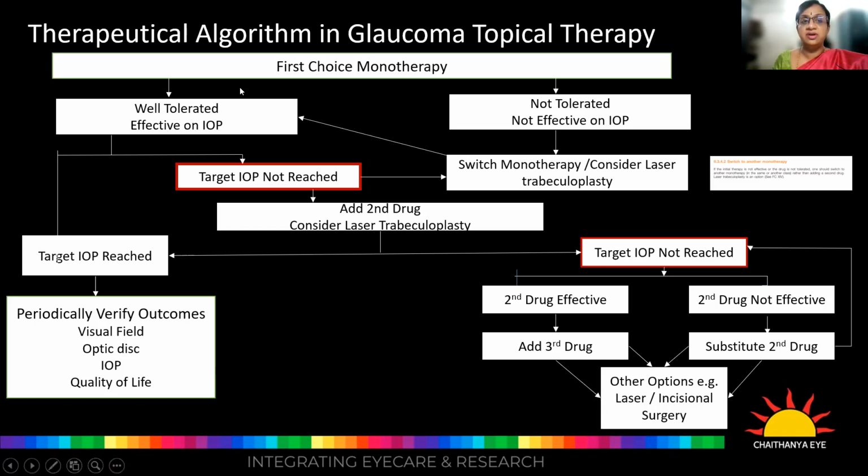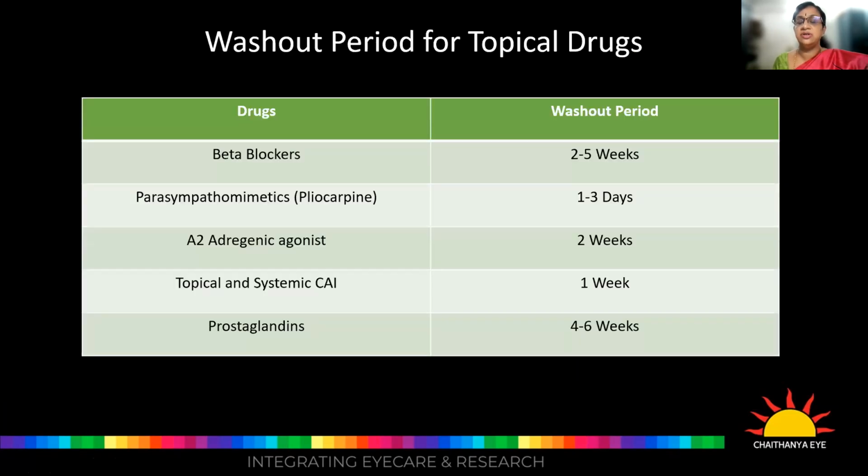If it is tolerated and effective on IOP, and the target IOP is reached, then you just have to keep following up. But if the target IOP is not reached, you have to add the second drug or consider alternative therapies. Suppose the medicine is not effective, then definitely you have to go for a switch or go for alternative treatment modes. After the second drug addition, again, if the target IOP is not reached, but the drug is effective, then you can go for a third drug, or you can go for alternatives like incisional surgery or laser. But if the target IOP is not reached and the second drug is not effective, then you have to substitute that drug. This is an algorithm which is useful.